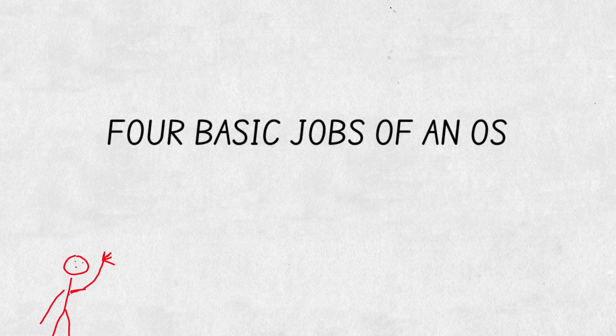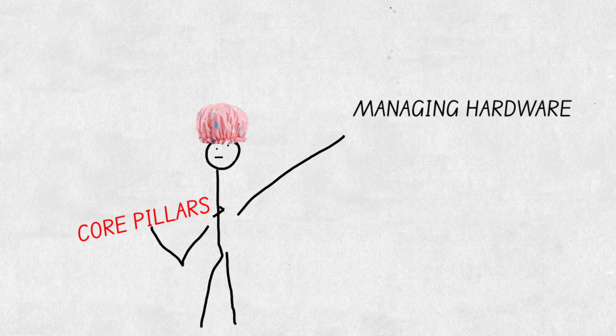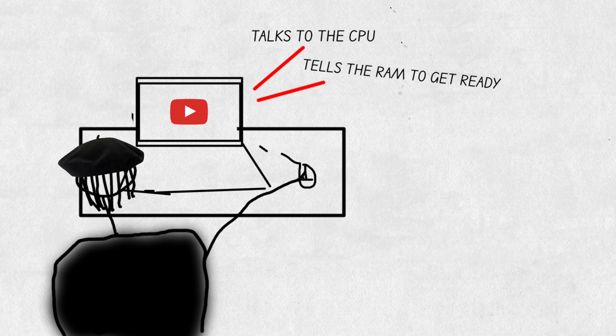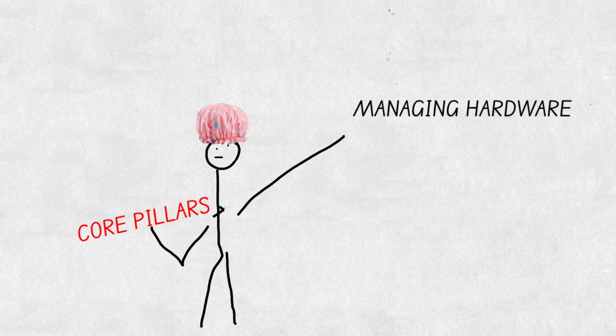The 4 basic jobs of an OS. It has plenty of responsibilities, but these 4 are the core pillars. 1. Managing hardware. You click a video, the OS talks to the CPU, tells the RAM to get ready, asks the GPU to draw the frames, and coordinates everything so the audio doesn't come in late like a student sneaking into 8 AM class. Whenever your laptop suddenly sounds like it's preparing for liftoff, that's the OS trying to keep everything under control.